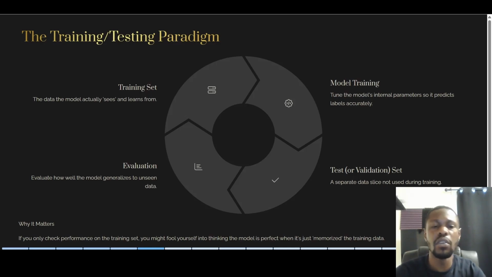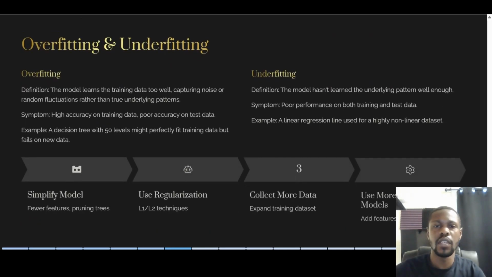So why does this matter? If you only check performance on the training set, you might fool yourself into thinking that the model is perfect when it has simply memorized the training data. And this is where overfitting and underfitting come in. Overfitting means the model learns the training data too well, so it's capturing noise or random fluctuations rather than true underlying patterns. The symptoms are high accuracy on training data, but poor accuracy on actual test data, unseen data, or real-life scenarios. An example: a decision tree with 50 levels might perfectly fit training data but fail on new data.